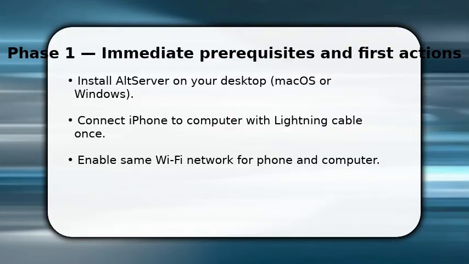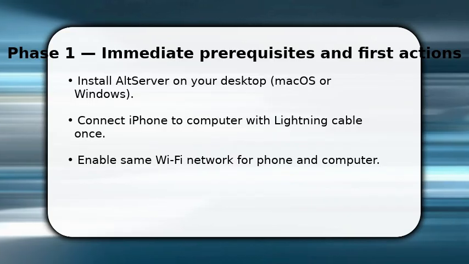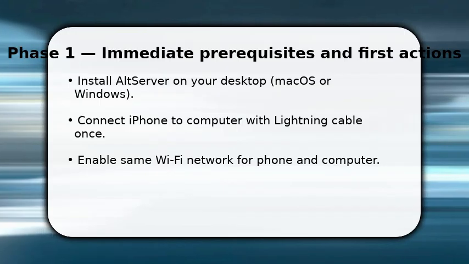You will start by preparing the machines. Install Altserver on your Mac or PC, and sign in with your Apple ID. Once done, plug your iPhone into the computer with a lightning cable at least once so Altserver recognizes it. Make sure both devices share the same Wi-Fi network. This lets Altserver and your iPhone exchange discovery packets.